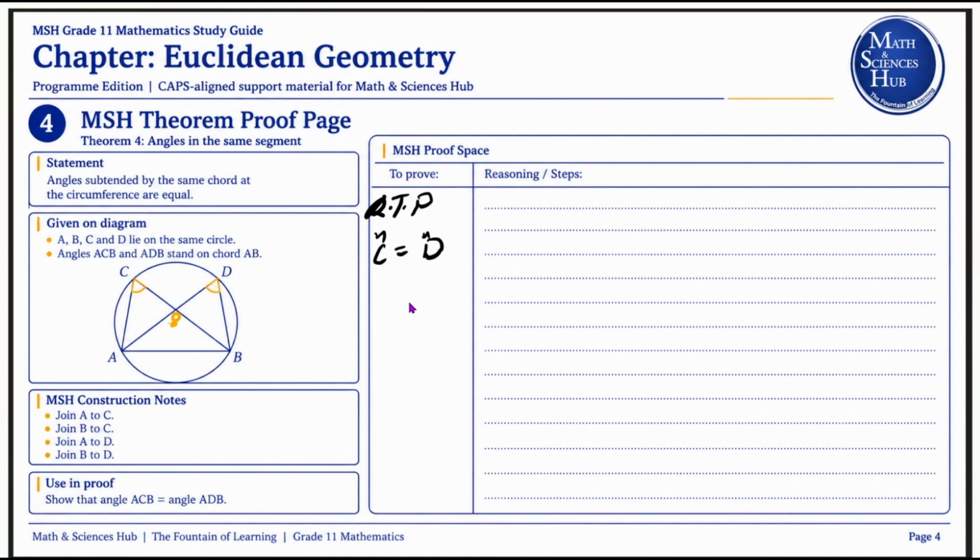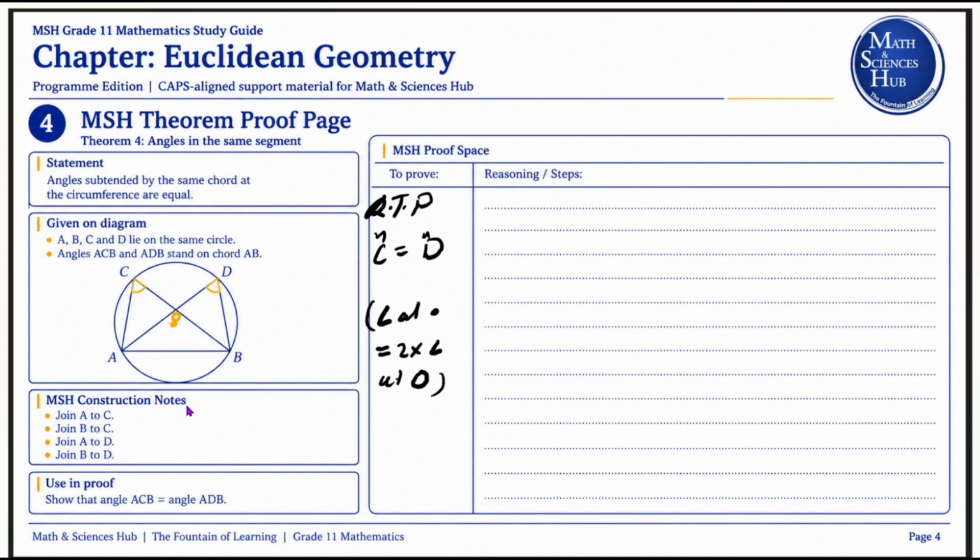And what are we going to use? We are going to use the previous theorem. Angle at center equals 2 times angle at circumference. That's how I like to write this one. But yeah, we are required to prove that angle C equals angle D, and we're going to use the previous theorem that says angle at center equals twice angle at circumference.